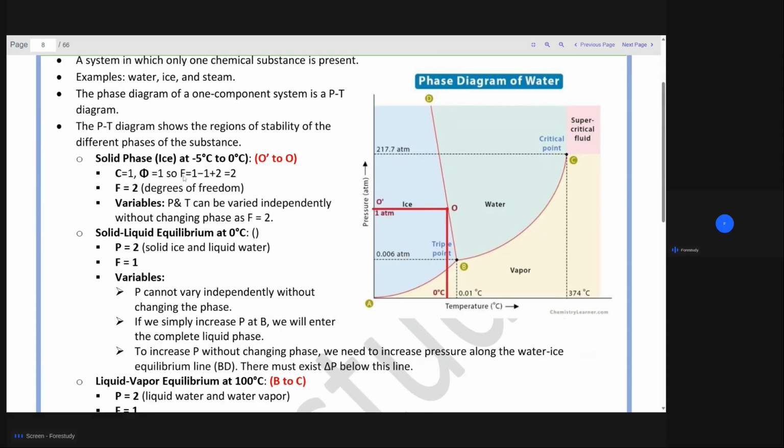So what will be the degree of freedom? F equals 1 minus 1 plus 2, that is 2. So the degree of freedom is 2. We can vary pressure and temperature throughout this area. The variables pressure and temperature can be varied independently without changing phases, as the degree of freedom is 2. So I think you understood now. In any one phase, say ice or water or vapor, the component is obviously 1 in this diagram. So with any one phase, C equals 1, F equals 1 minus 1 plus 2, that is a degree of freedom of 2. In this phase, we can vary pressure and temperature independently. That means pressure and temperature are not dependent here.